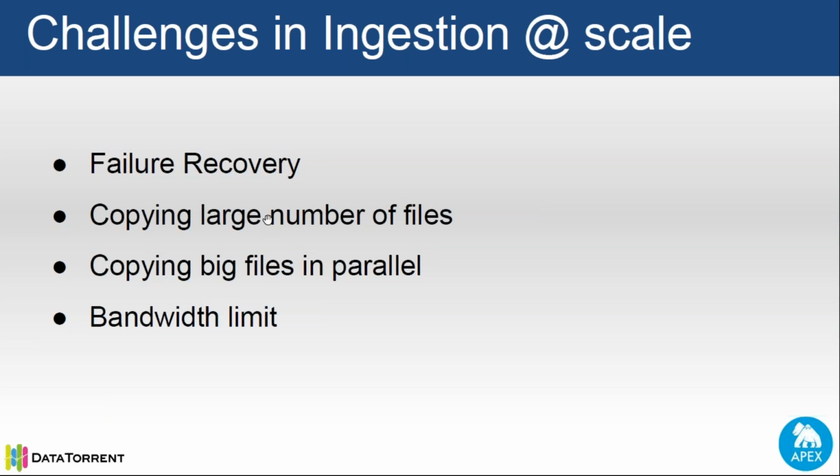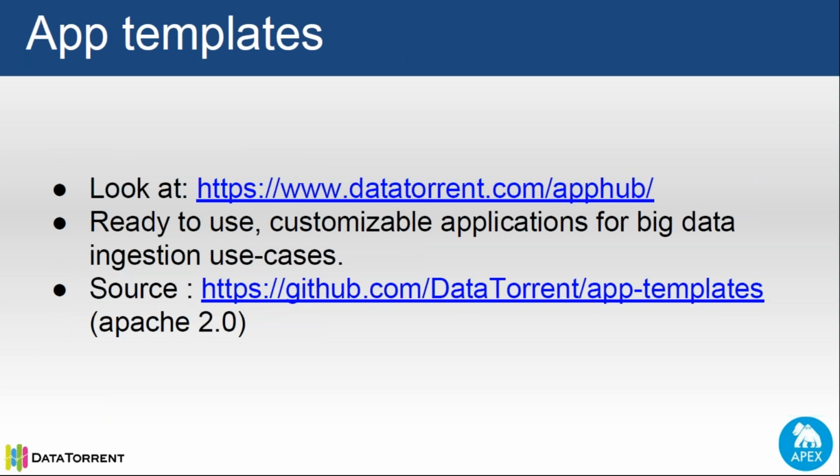We also want to have some bandwidth limit, in the sense that your cluster has some resources, like network resources or memory resources. You want to constrain your application in such a way that it doesn't hog the entire bandwidth of your cluster, because we want to run some other applications simultaneously.